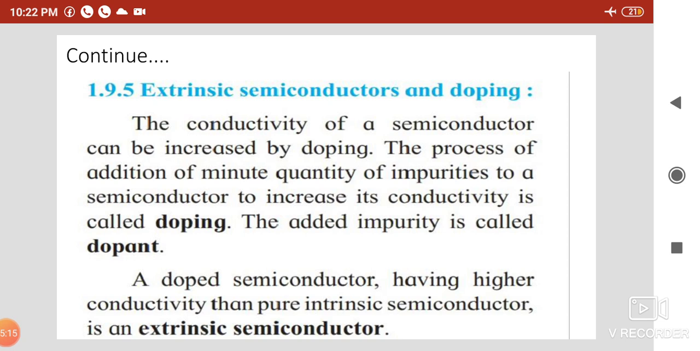Whatever impurities the semiconductor has is called a dopant. And the process of addition of a minute quantity of impurities to a semiconductor to increase its conductivity is called doping. So doping is nothing but the process of addition of a minute, that is small, quantity of impurities to a semiconductor to increase the conductivity. And whatever substance or impurity is added is called a dopant.